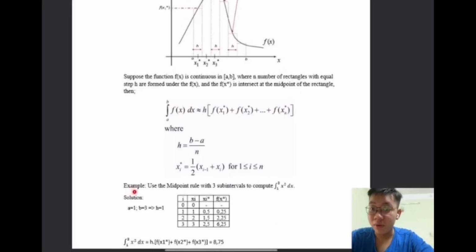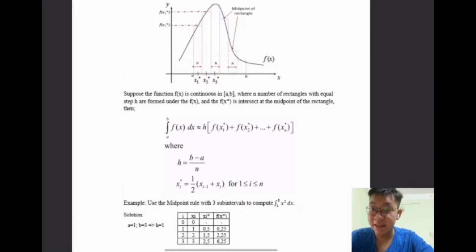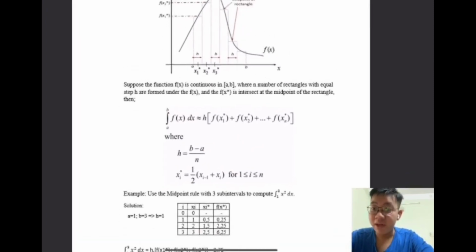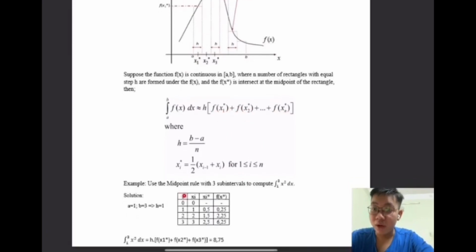Here is an example. Use the midpoint rule with 3 subintervals to compute the integral from 1 to 3 of x squared dx. Now, we have a equal to 1, b equal to 3. And we have h equal to (b minus a) over n, so h is 1. And we will find f(x1*), f(x2*), and f(xn*). With i equal to 1, x_i is 1 and x_i* is 0.5.